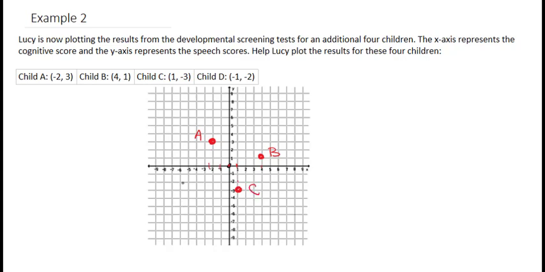And now child D is negative 1 and negative 2. We start at the origin and we go over 1. Now we have negative 2, so that means we're going to go down on the y-axis. So we have 1, 2, and we'll plot that right there and put D for child D. So this is how we would plot coordinates.